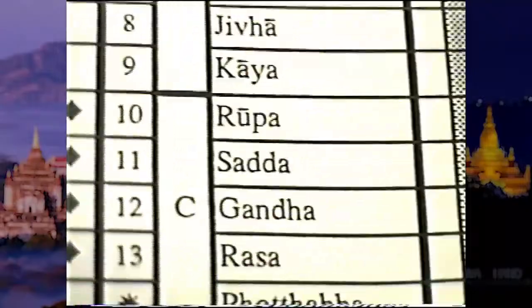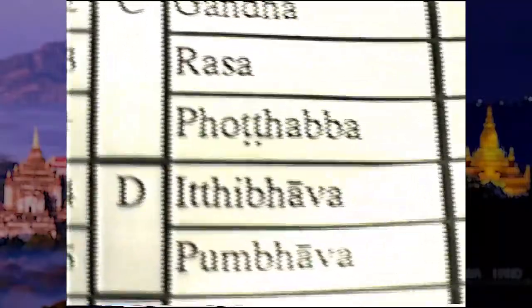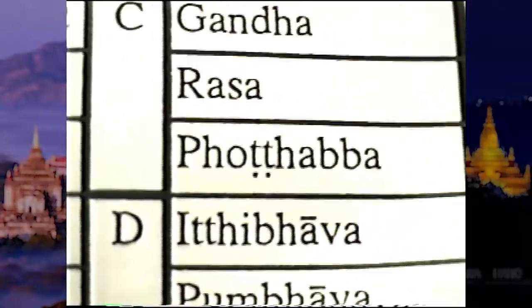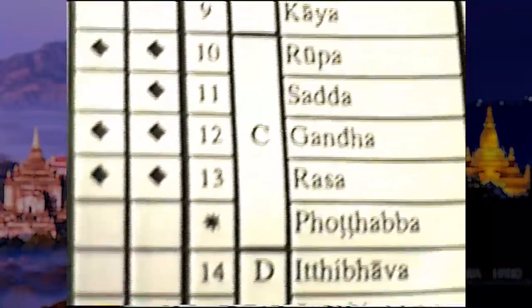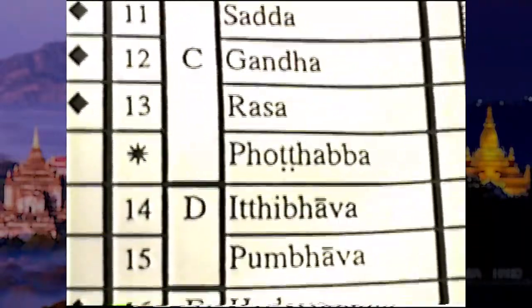So there are 28 material properties given here, and we have to be careful about Pottabha, because although Pottabha is included in some enumerations, the number does not change because Pottabha and the three essentials are the same. So when we have taken the four essentials, then although we take Pottabha, the number does not increase. So Pottabha is shown in a lighter shade, and the others are in darker shade.